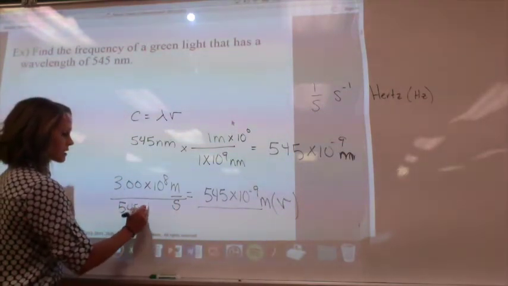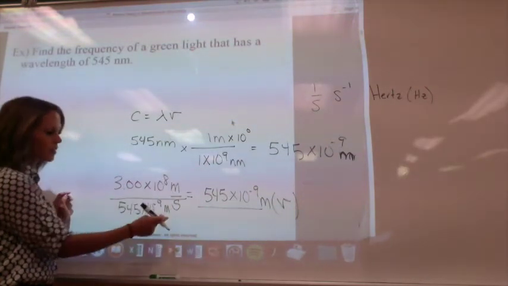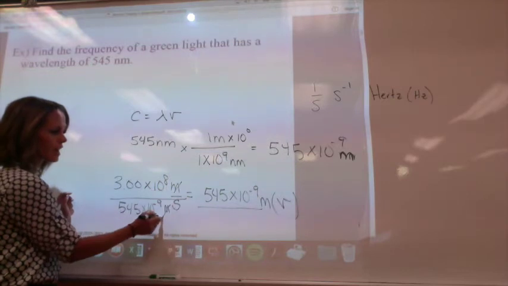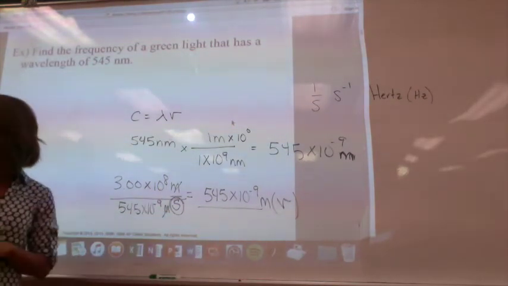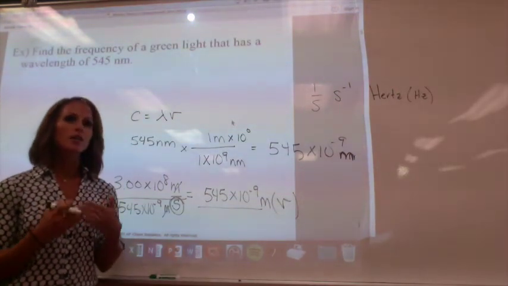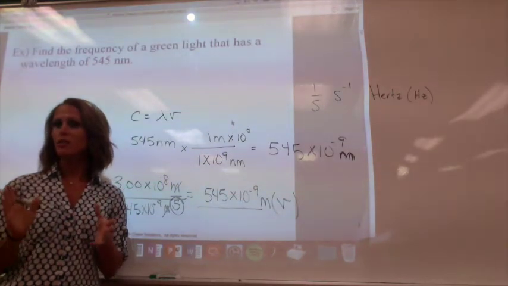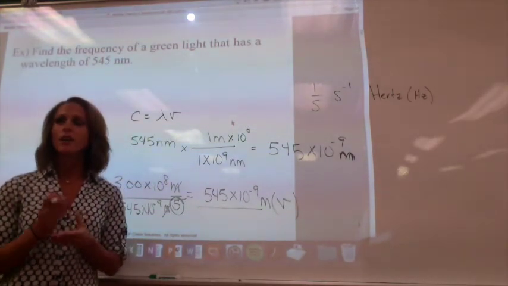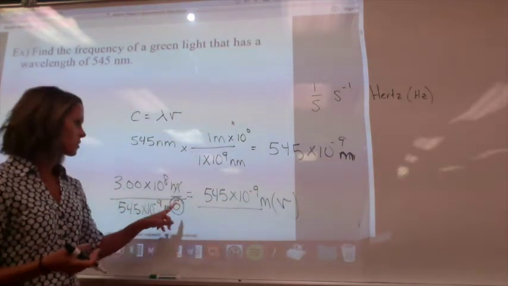545 times 10 to the -9th meters. And you'll notice now you have a numerator meter and a denominator meter, and they cancel out, and you're left with seconds in the denominator. Isn't that the unit for frequency? So I love to check my answers by making sure that my units are what they should be. I told you that a little bit yesterday and when we were checking our last test. When you use units, dimensional analysis, you really can make sure that your answer is correct.